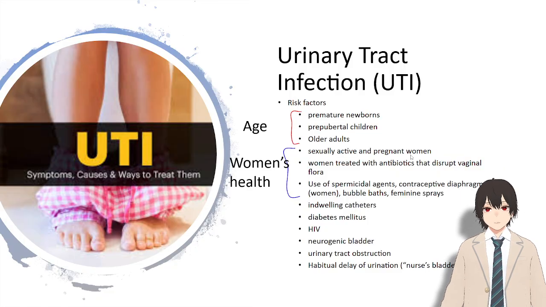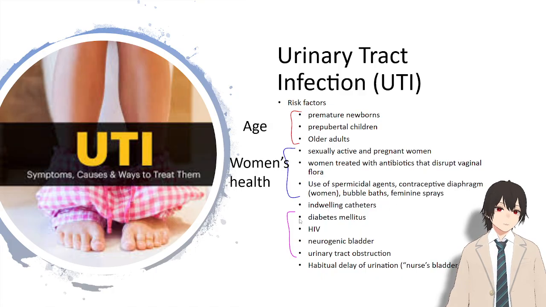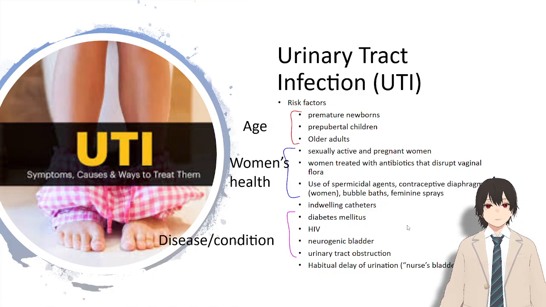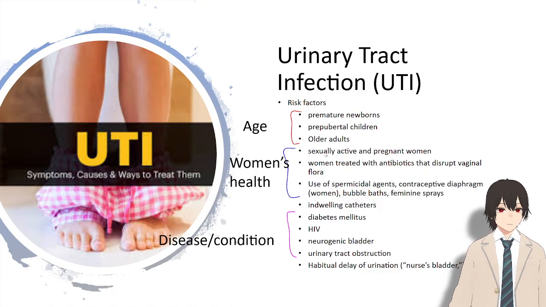So the pregnancy status, people that are being treated with antibiotics that disrupt their flora, and then obviously using things that aren't recommended, like for example feminine sprays, spermicidal agents that are harmful, bubble baths. And then lastly, I like to group this up as a disease or a condition, because if you have diabetes, HIV, an obstruction, these are all things that can contribute to an infection. And once you think about it logically, you're like, oh, that kind of makes sense.